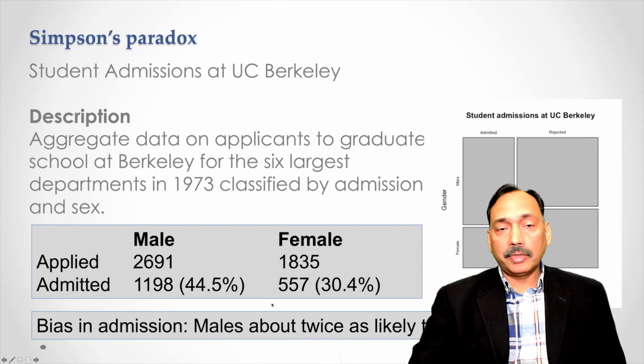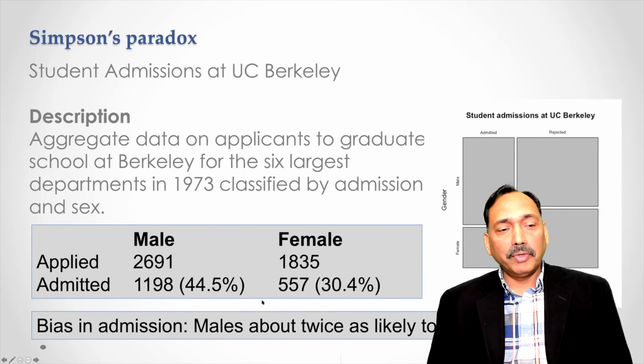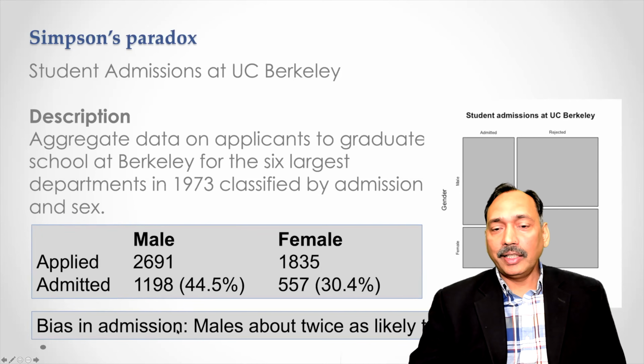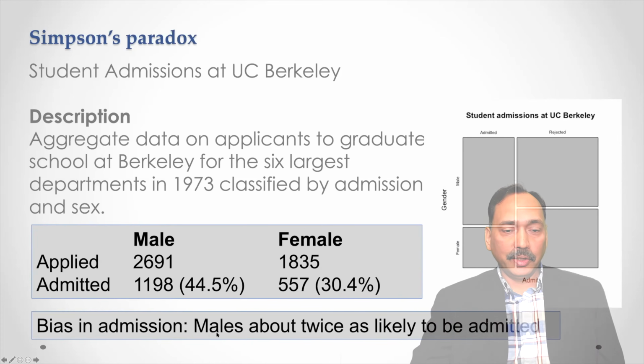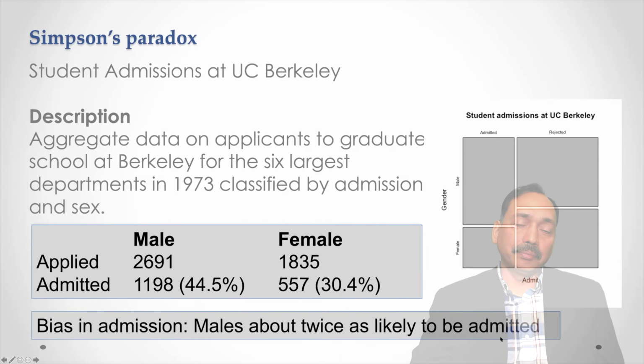So there were some people who accused this university of bias in admissions by saying that just looking at this table, we can conclude that males are about twice as likely to be admitted compared to females. So there's an odds ratio of 2:1. And this is a plot you can see. So this is admitted, so more male students admitted, and here you can see more female students rejected.